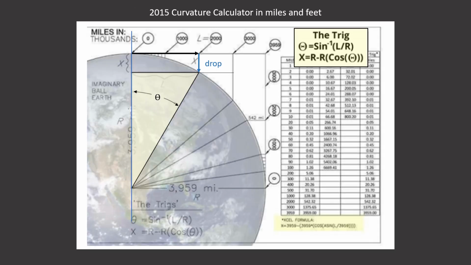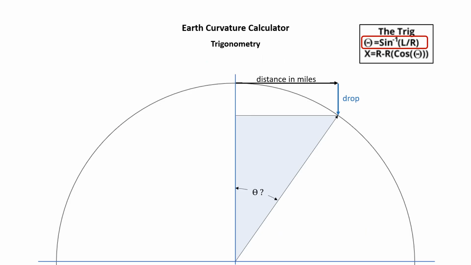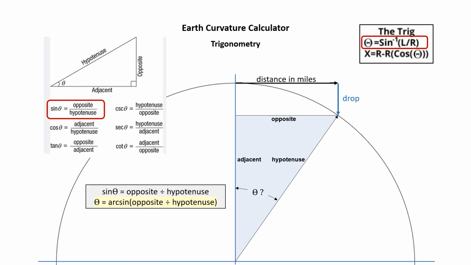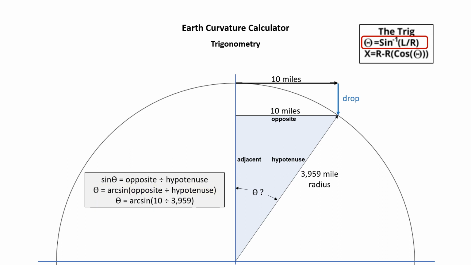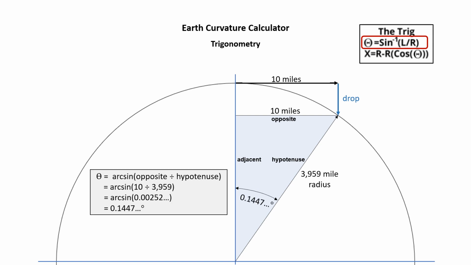Now, the trig calculations are based on this triangle. And the first step is to find this angle. Now, these are the adjacent side, the opposite side, and the hypotenuse in relation to this angle. So to find the angle, I just need to calculate the arcsine of the opposite divided by the hypotenuse. Now, since I'm using 10 miles along the horizontal, that means that the opposite side is also 10 miles, and of course the hypotenuse is the 3,959 mile radius of the Earth.